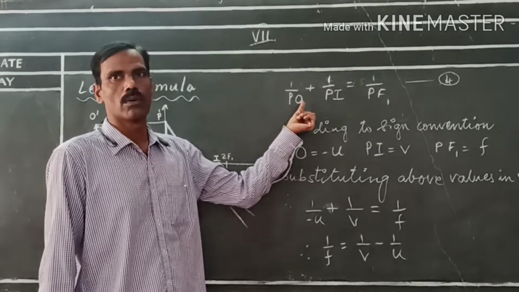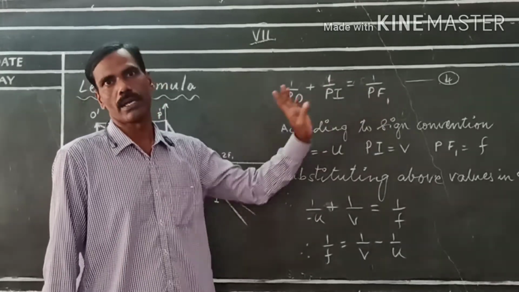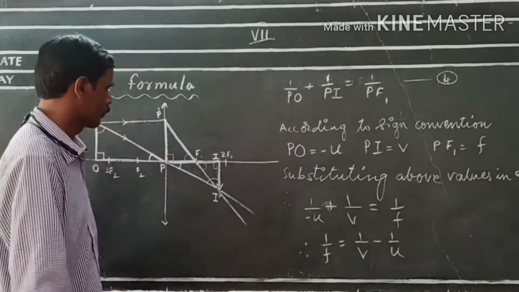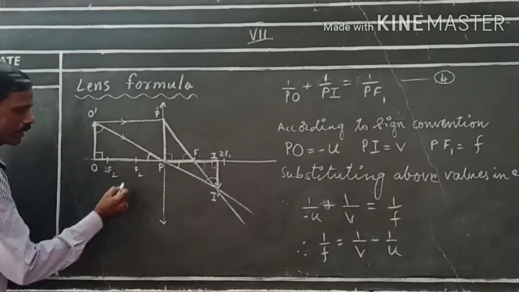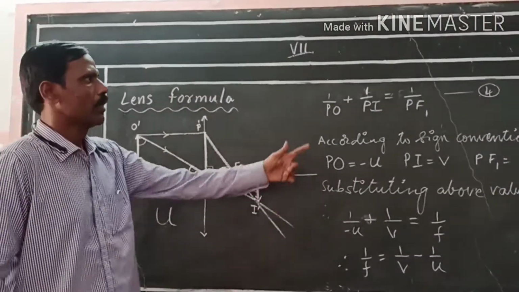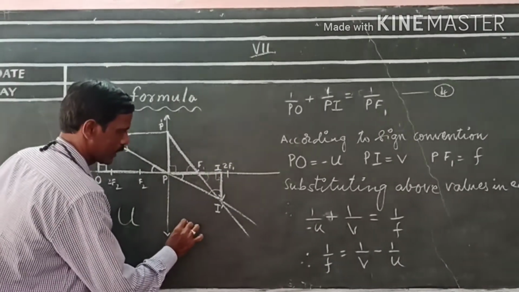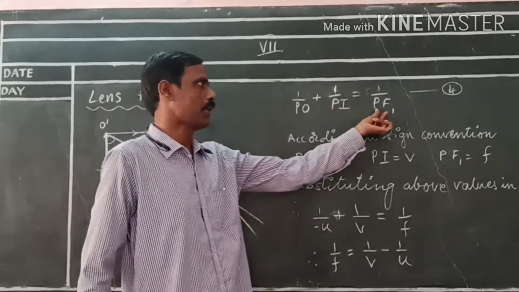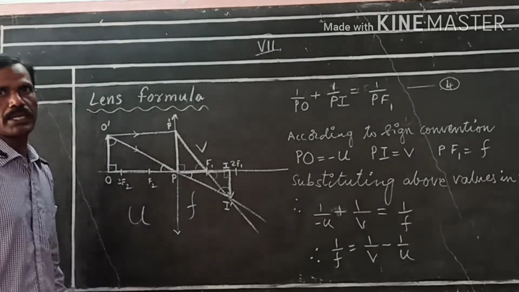1 by PO plus 1 by PI is equal to 1 by PF1. Now, what is PO? PO is nothing but object distance. It is generally represented by U. And PI is image distance. It is generally represented by V. And PF1 is focal length, generally represented by F.